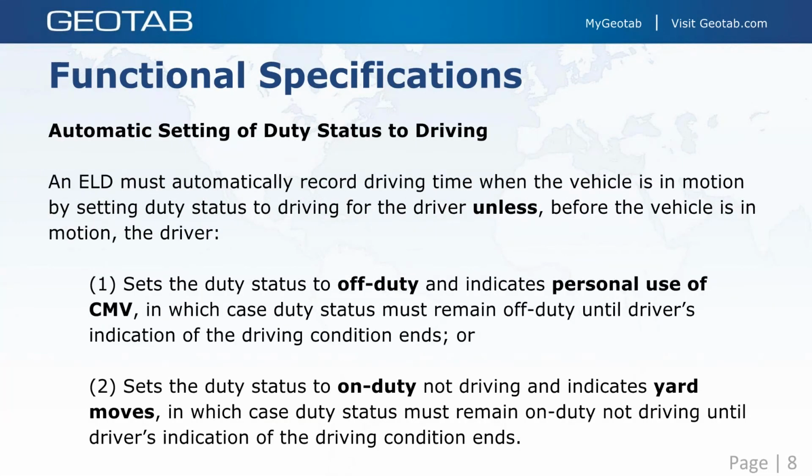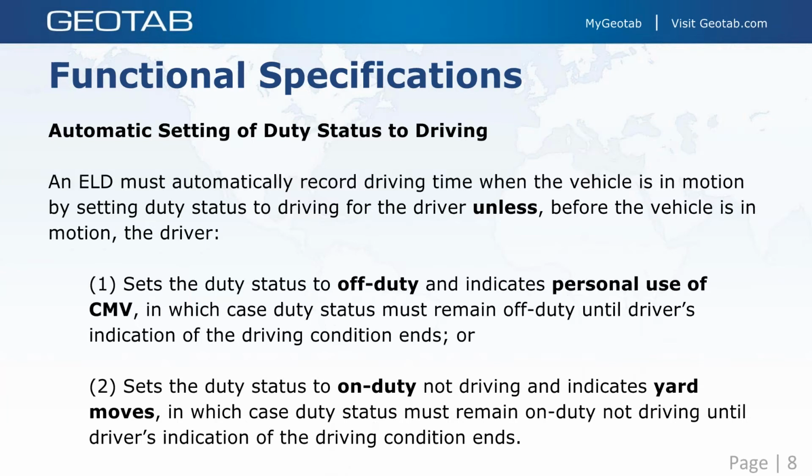Getting into the functional specifications: automatic setting of duty status to driving. The ELD must automatically report driving time when the vehicle is in motion by setting the duty status to driving for the driver, unless there are two special categories: personal conveyance and yard moves.